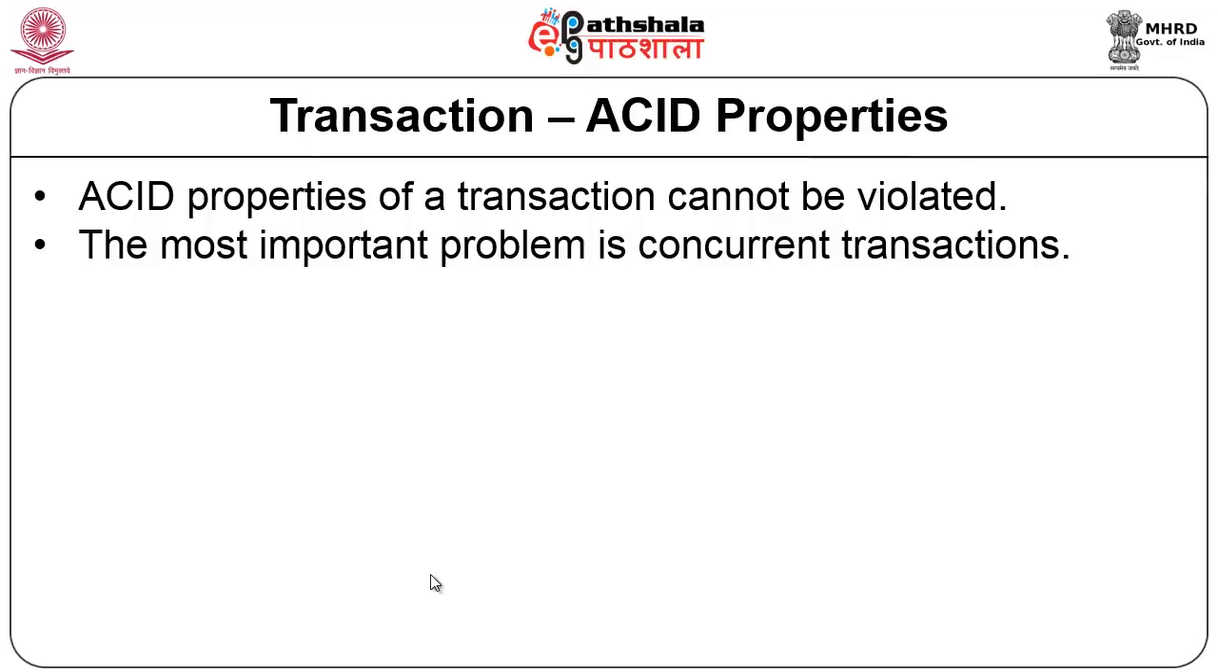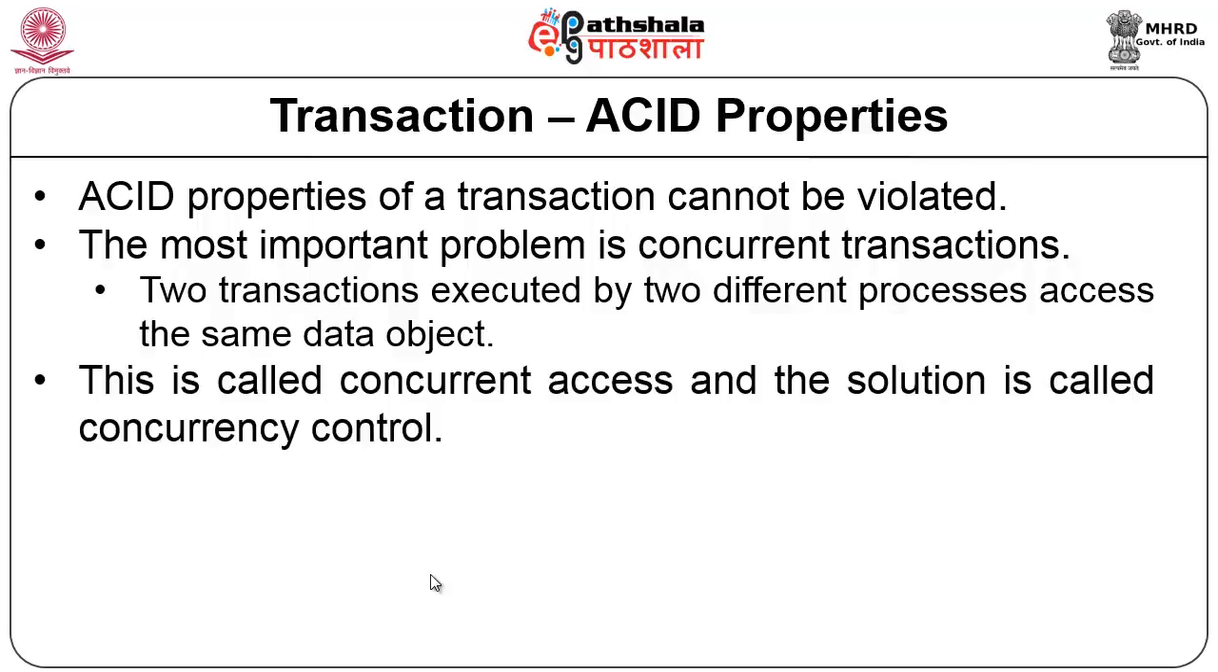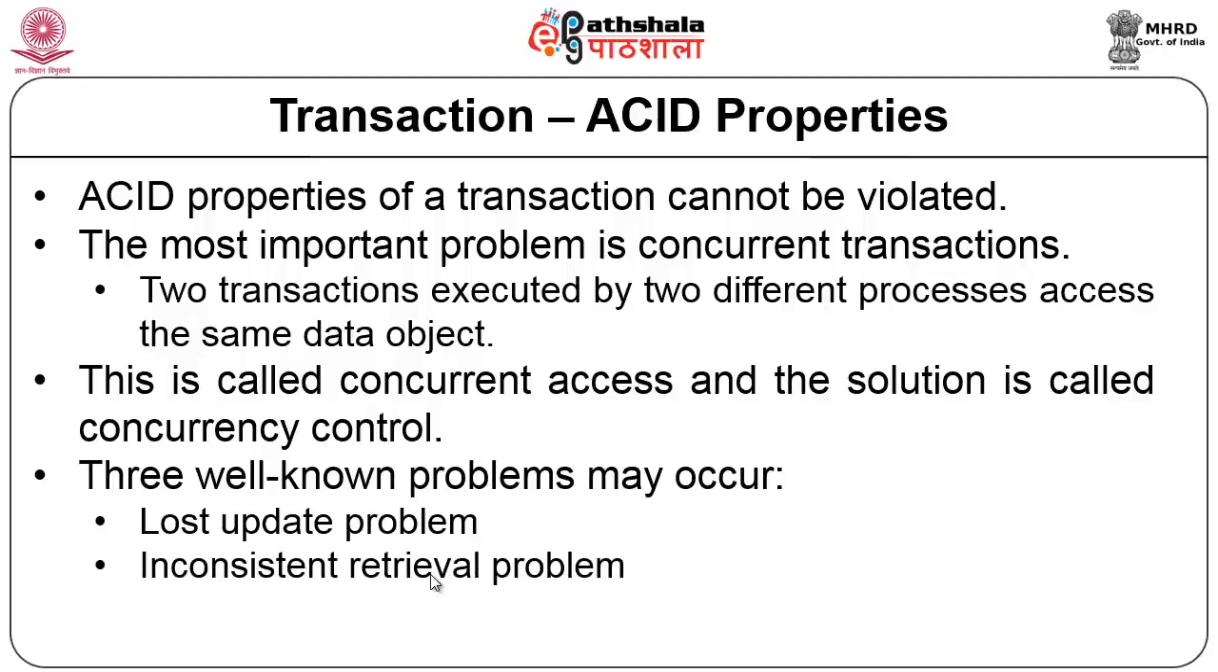The major problem comes in concurrent transactions. So, two transactions are executing in two different processes accessing the same data object, and therefore both of them are trying to make some changes in the data object, and this will cause a problem in the consistency part of it. These are concurrent transactions, concurrent accesses, and the solution to this is called the concurrency solution. Three well-known problems may occur: the lost update problem, the inconsistent retrieval problem, and the incorrect read problem.